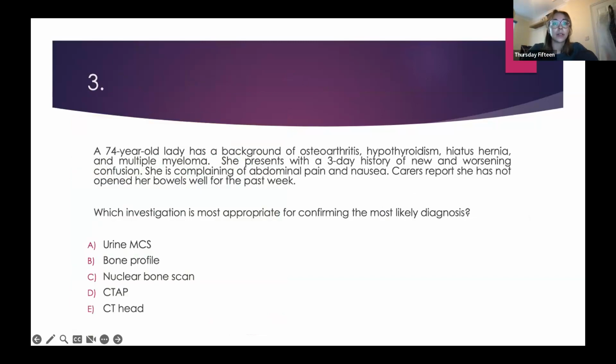So question 3, just get the poll up for you. Is that working? There you go.